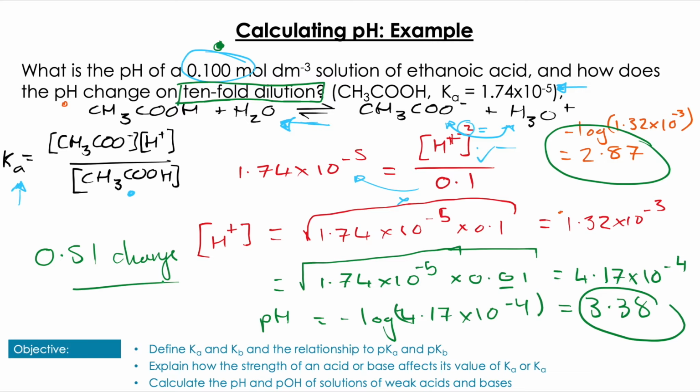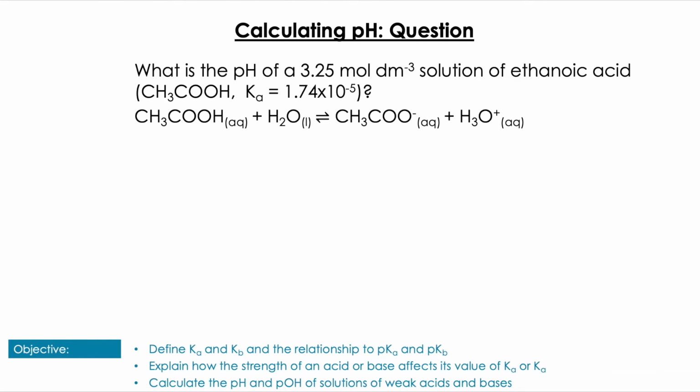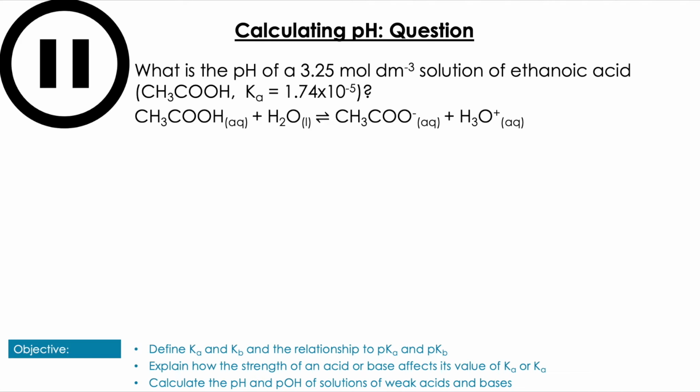Okay, let's get you cracking on a finding pH question. I've removed the dilution component from this one just to get you going. Here, you're finding the pH of a 3.25 mole per decimeter solution of ethanoic acid. I've already written the equation out for you. Pause the video here to have a go at that.